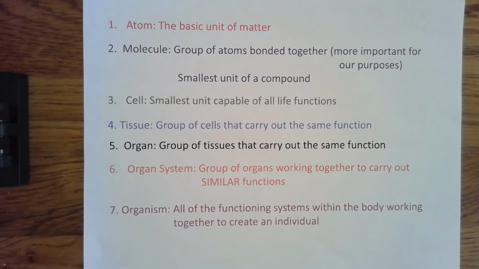We've already talked about cells, the smallest unit capable of all life functions. Groups of cells of the same type are going to carry out the same function and make up a tissue. Okay, then tissues that carry out the same function make up number 5, an organ. And then groups of organs that work together and have similar functions make up an organ system.